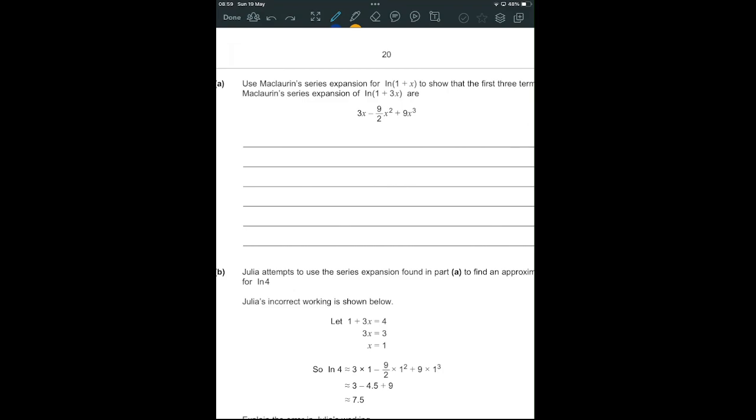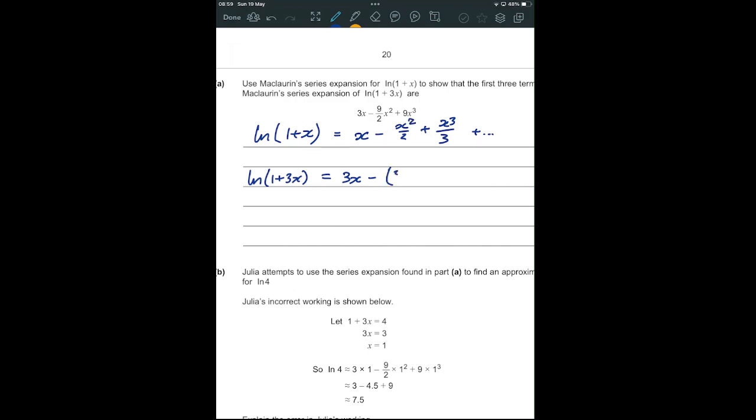Maclaurin. Use Maclaurin's series for ln of 1 plus x to do that thing. So, first thing I'm going to do is jump into the formula booklet and find the ln x. Now I only need to go to x cubed. So I'm only going to go up to x cubed. So ln of 1 plus 3x. I'm replacing the x with 3x. Oh, missed a squared on that.